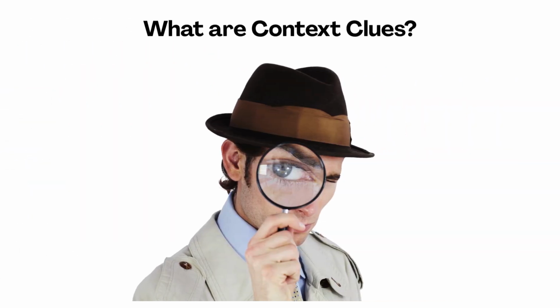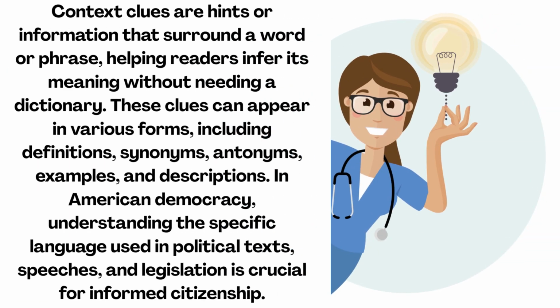What are context clues? Context clues are hints or information that surround a word or phrase, helping readers infer its meaning without needing a dictionary. These clues can appear in various forms, including definitions, synonyms, antonyms, examples, and descriptions. In American democracy, understanding the specific language used in political texts, speeches, and legislation is crucial for informed citizenship.